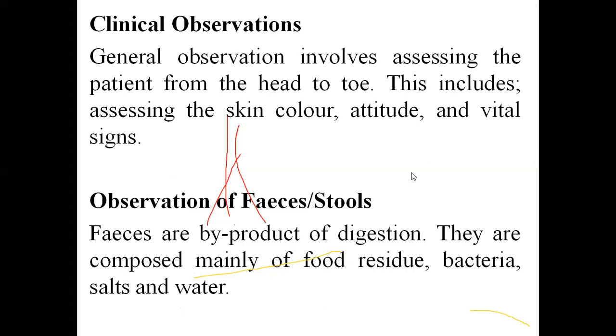General observation involves assessing the patient from head to toe. This includes assessing the skin color, the attitude, and the vital signs. You want to do a general observation of the patient from head to toe, getting information that would guide you to give a good nursing management. If you are able to establish your baseline data, then you will have something to compare with when patients are under your care. And observation of feces and stool.